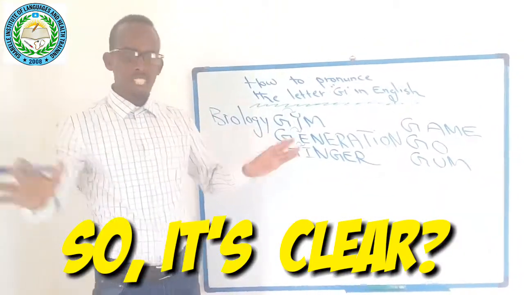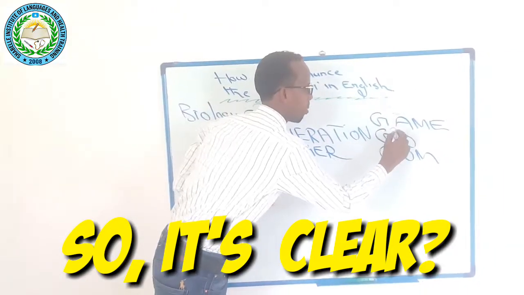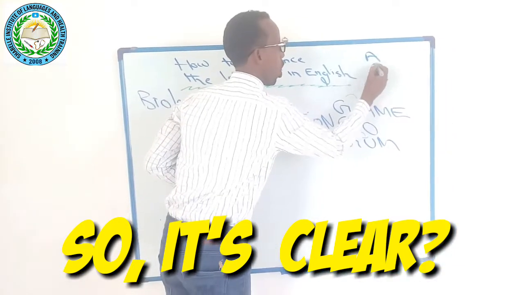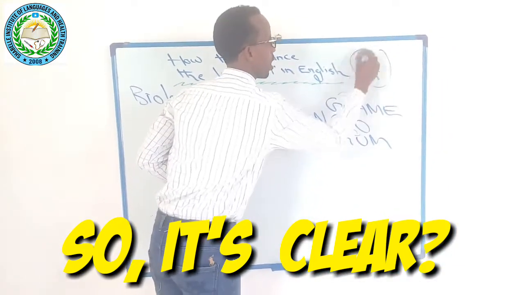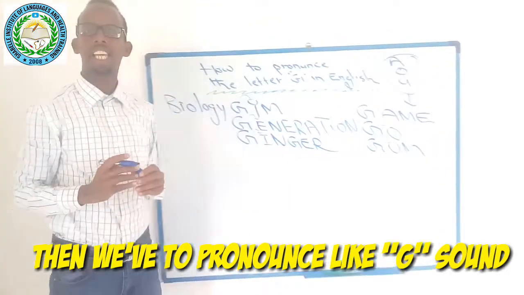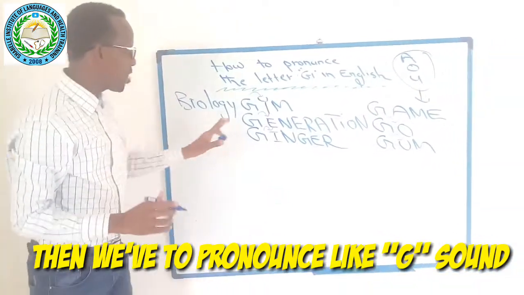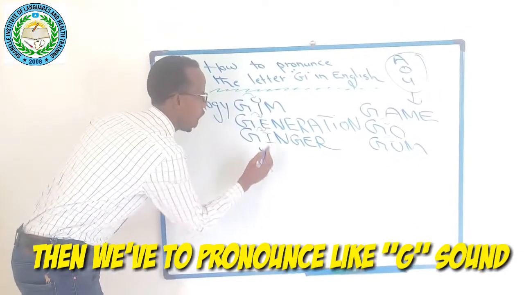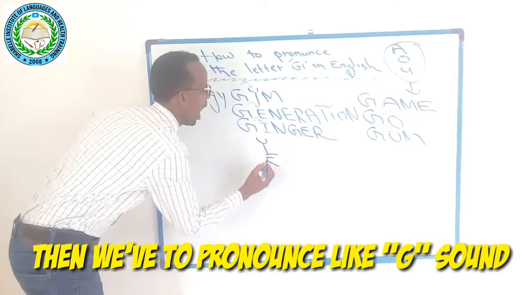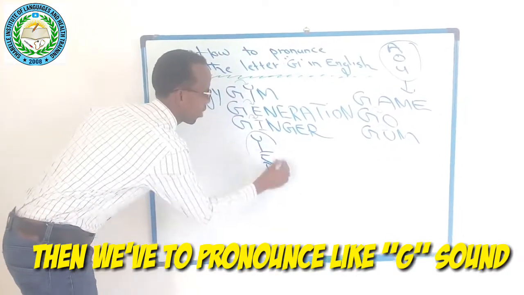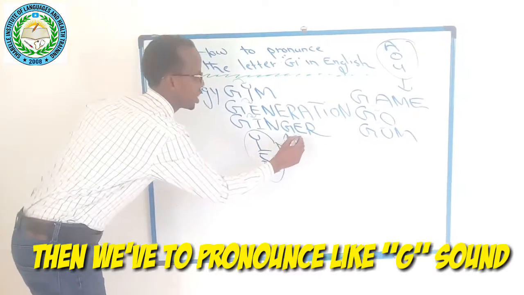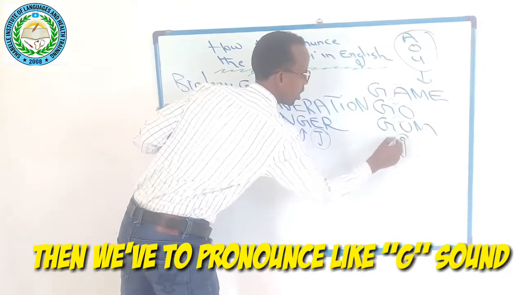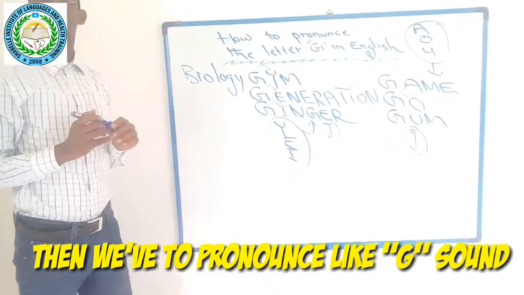So, it's clear: if the letter G is followed by O, U, or A, you just look at A, O, and U, then we pronounce it with the G sound, like get. If the letter G is followed by Y, E, or I, then we pronounce it with the J sound, like jet. Here is the get sound. Here is the jet sound.